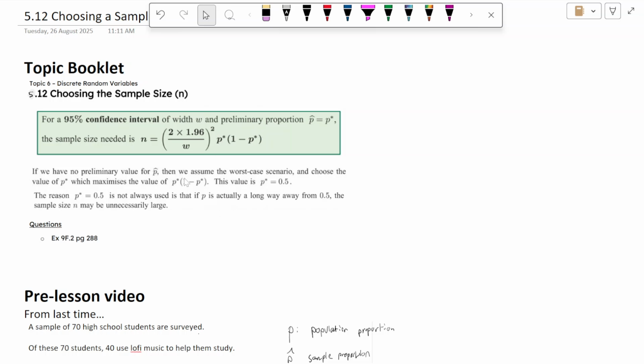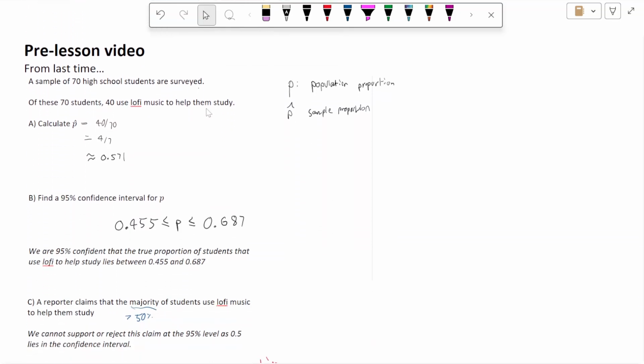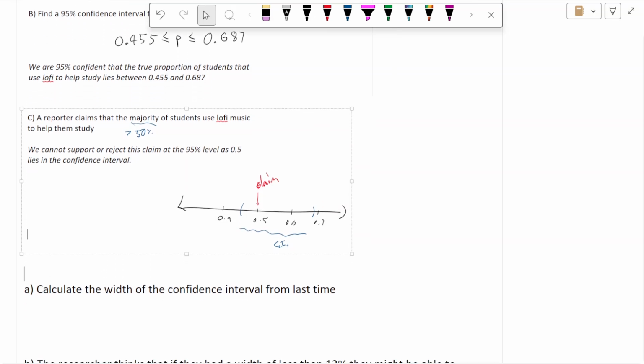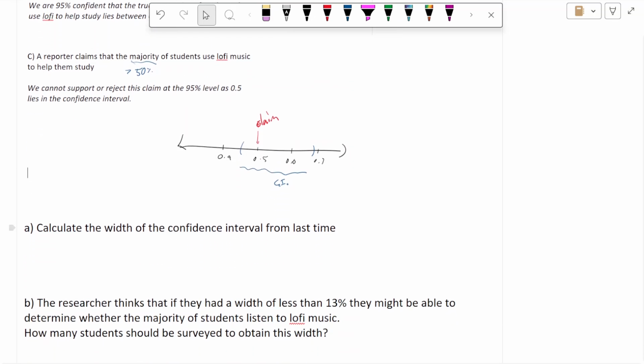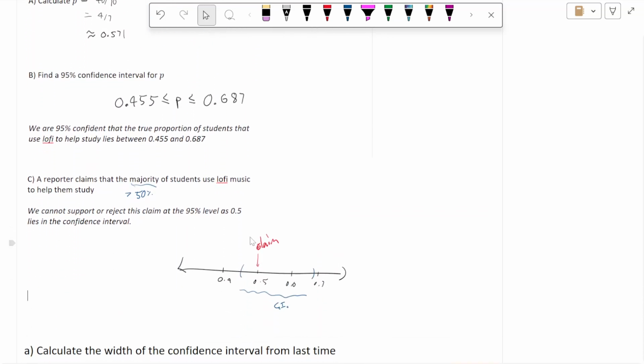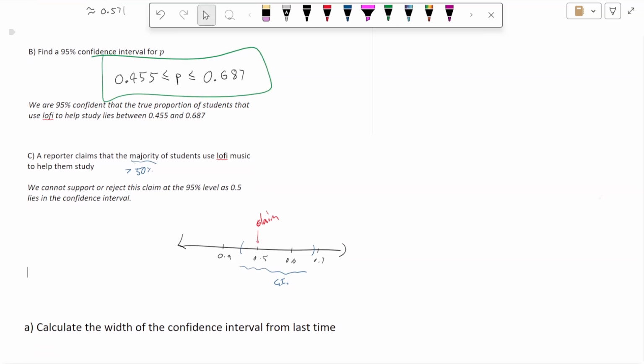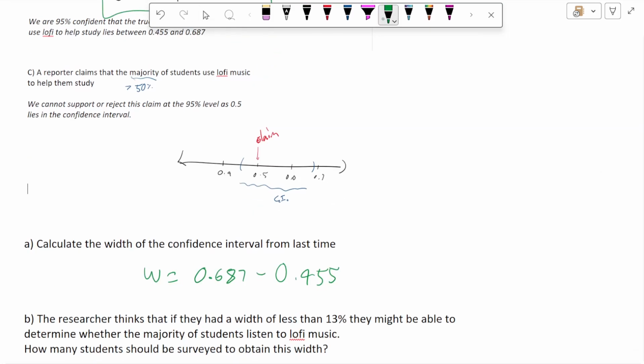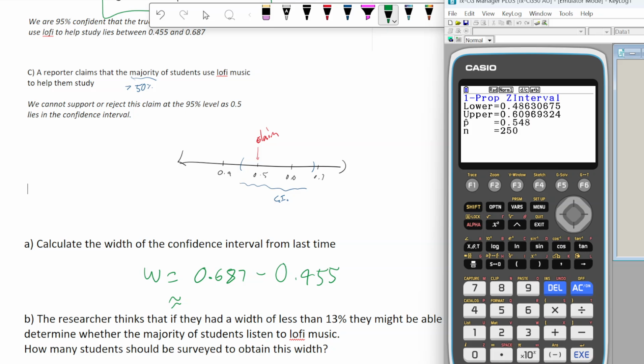In this video, we're looking at choosing a sample size for a confidence interval. So last time we looked at this sample of lo-fi music listeners and we found a confidence interval, and then we assessed a claim on this confidence interval. Now we're going to calculate the width of the confidence interval we found last time. So that was our confidence interval here. The width would be the top bound 0.687 minus the bottom bound 0.455. And that should roughly give us a number, hopefully.